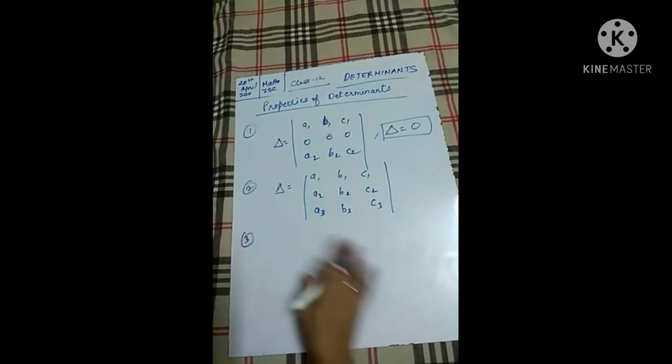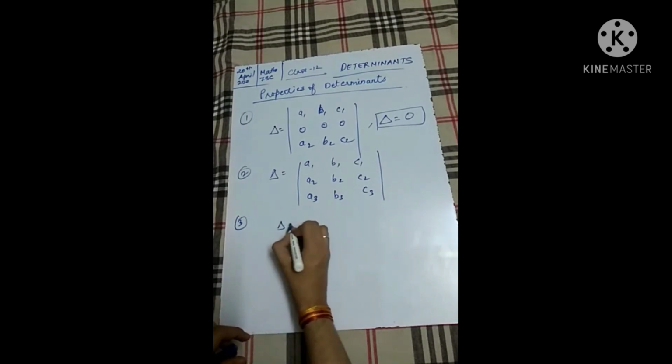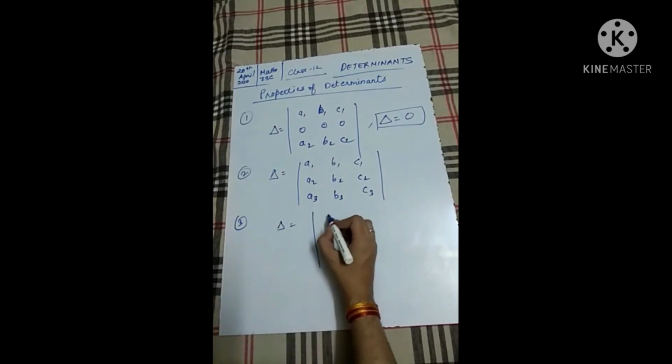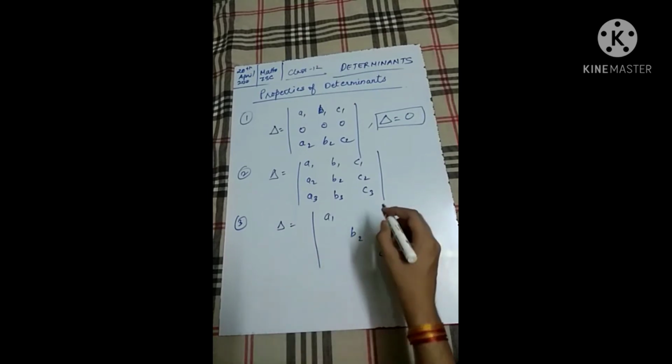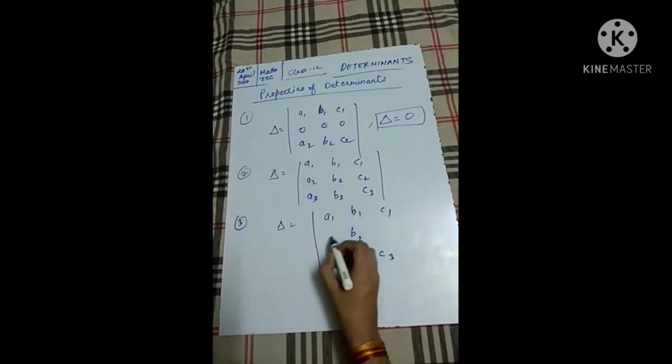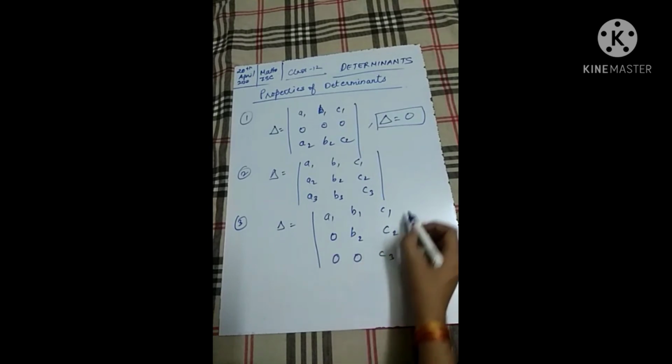Okay, now understand the third property. What the third property says, that if you have a determinant like this, say for example a1 b1 c1, 0 b2 c2, 0 0 c3.